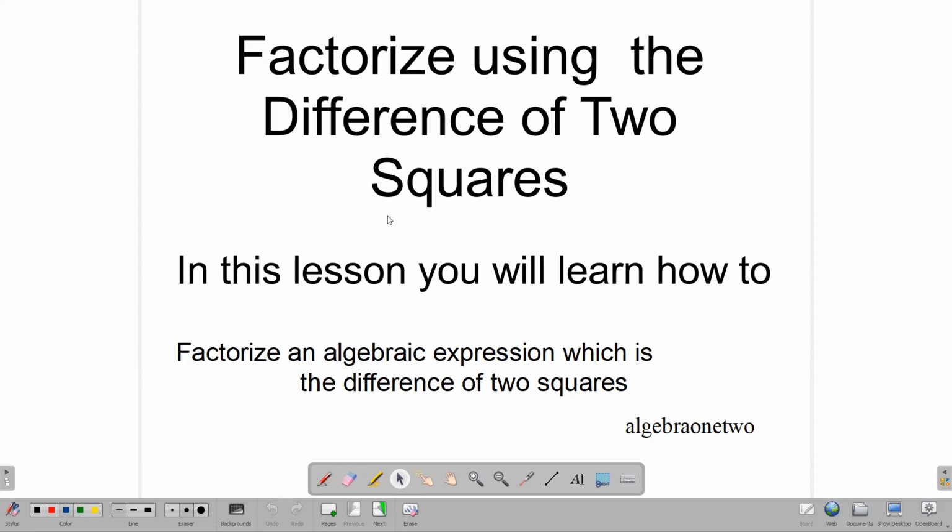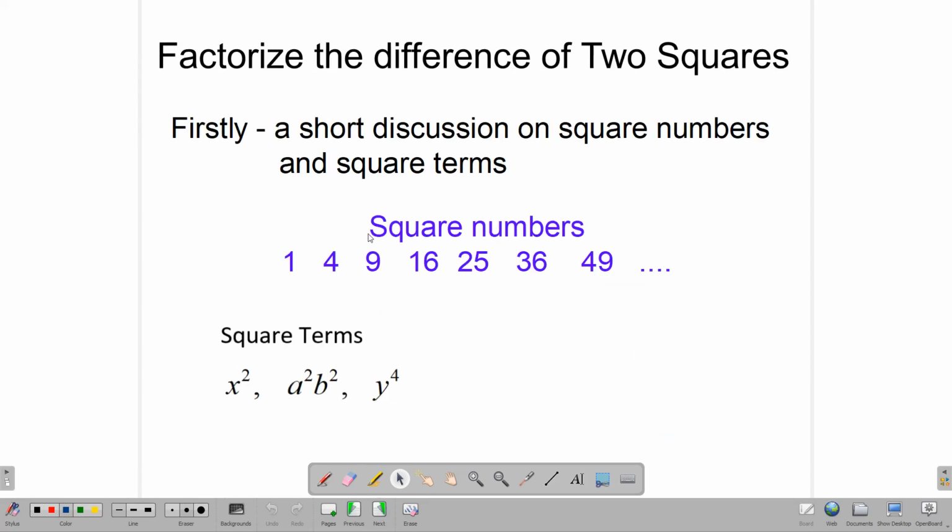And in this lesson, we are looking at how to factorize using the difference of two squares. Very interesting. In this lesson, we will learn how to factorize an algebraic expression which is the difference of two squares. Before we get into that, we need to talk about a few things. First, we need to talk about the difference idea here. Difference simply means minus.